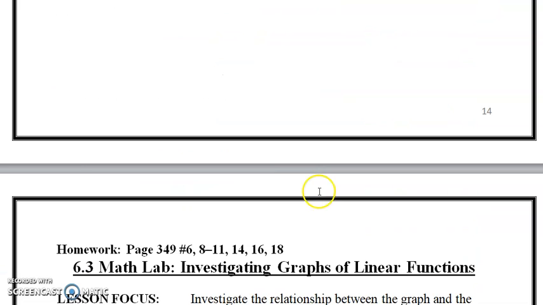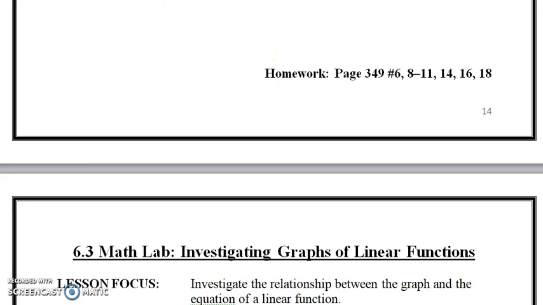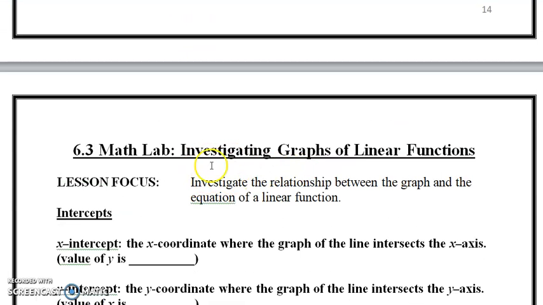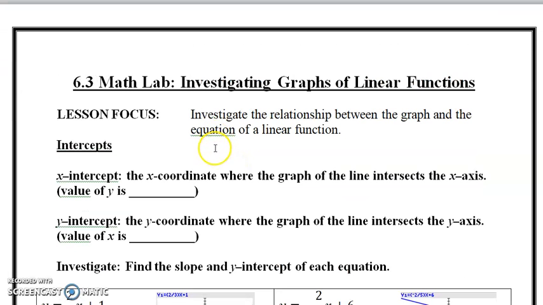It's the exact same method. And then your homework questions will be page 394, 6, 8 through 11, 14, 16, and 18. And next we're going to be using the graphing calculator and the math lab on 6.3 in the next video.